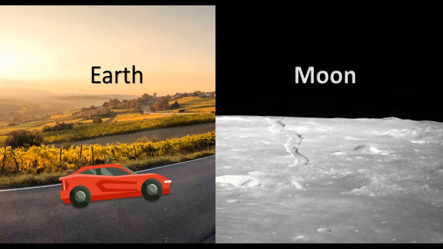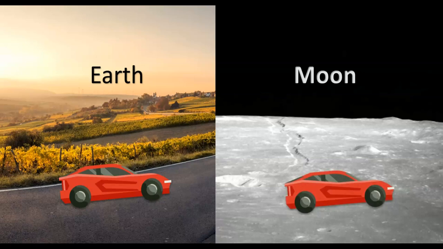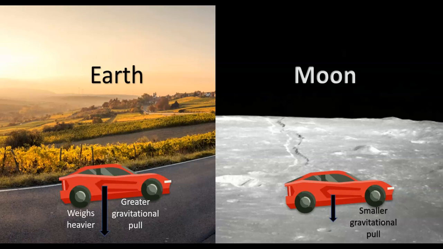Let's look at this example. We have a car on the road. If we place the same car on the moon, what will be the difference? The moon has a smaller gravitational pull than the earth. The car will weigh heavier on earth than on the moon. Its weight is different.